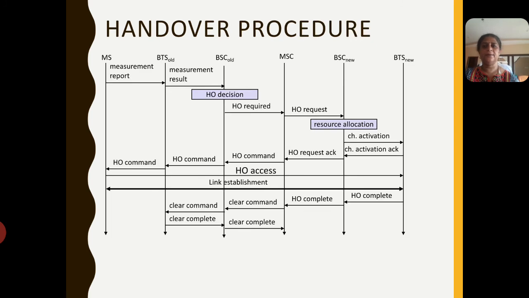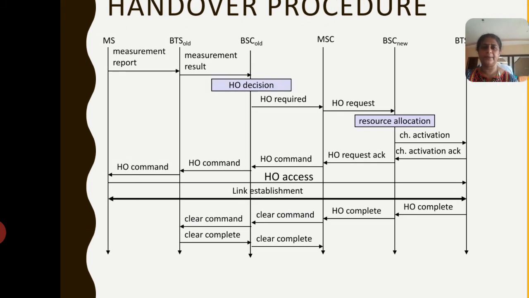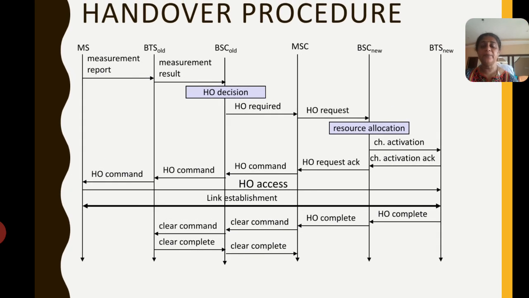So, let us see the procedure of handover, how it actually takes place. This is an inter BSC handover where the handover takes place between two cells of different BSCs, and so the handover procedure is done by the common MSC. Let us see the first step. The measurement report is sent by the mobile station to the old BTS, that is the BTS from which the mobile station is moving away. The measurement result is sent to the BSC to which the mobile station is connected, the old BSC from which the mobile station is starting to move away.